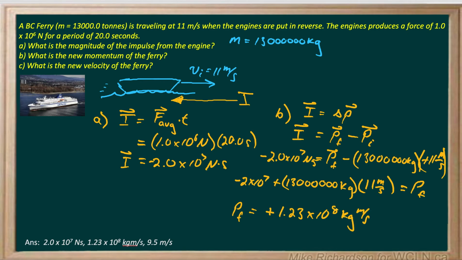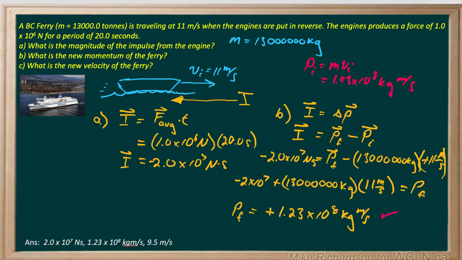Now, one way to check is to see if your momentum has increased or decreased. So figure out what your initial momentum was before. So 13 million times 11 gives me 1.43 times 10 to the 8th. So I'll put that in red above just so I can make heads or tails out of all this. My initial momentum, when I just go mass times V initial, was 1.43 times 10 to the 8 kilogram meters per second. And because the engines were put in reverse, it makes sense that my momentum has reduced to 1.23 times 10 to the 8th.